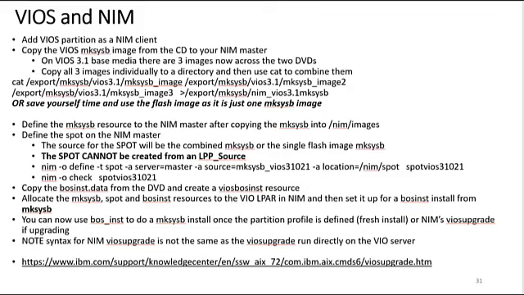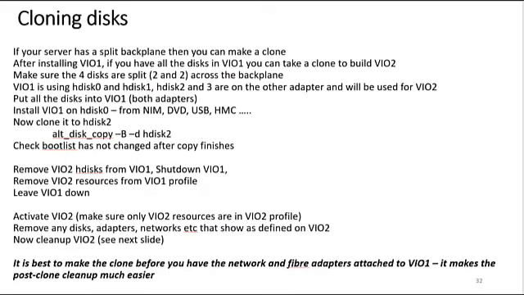You also need to copy the bosinst data file from the DVD, or the flash image, and create a VIOS bosinst resource. And you then allocate the mksysb, SPOT and bosinst resources to the VIO LPAR and tell it to do a BOS install from mksysb. And then once it boots, you go through the standard things of a new VIO server install, such as creating a password, etc., etc.